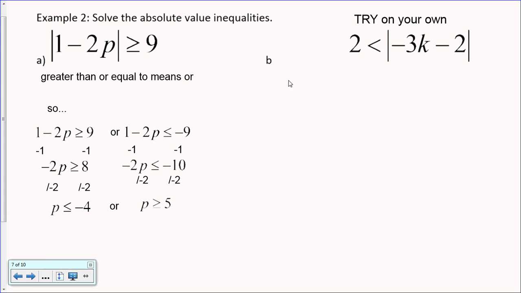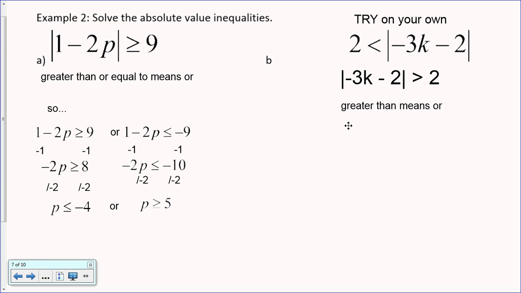Okay. So, we have 2 is less than the absolute value of negative 3k minus 2. You could leave it this way, or if you wanted to, you could flip it around to be the absolute value of negative 3k minus 2 is greater than 2. I just need to make sure that here it says that the absolute value is the greater number, so when I flip it around and have that in front, the sign needs to follow that as well. Okay? But now, when I flip it, it's a greater than symbol, so it's going to be an OR statement.